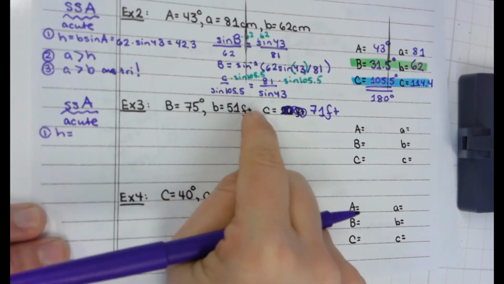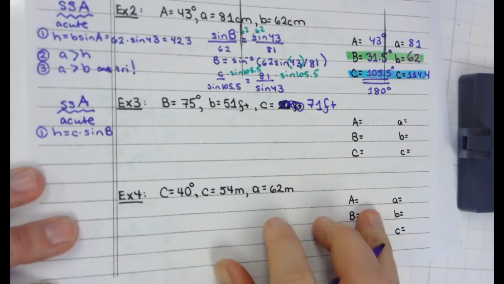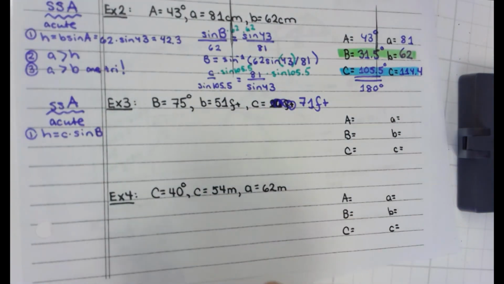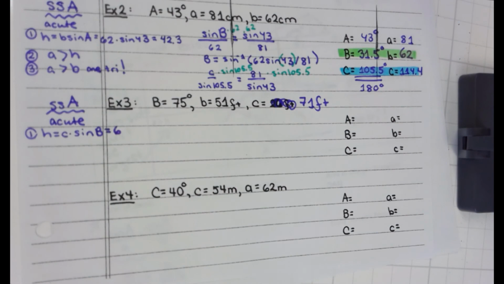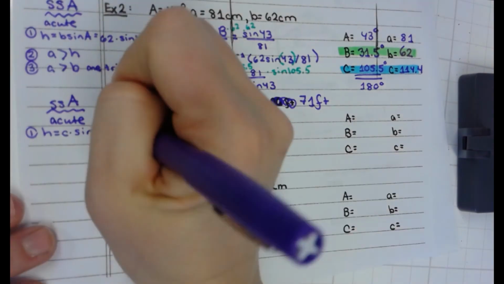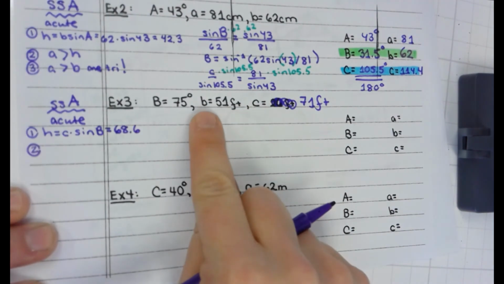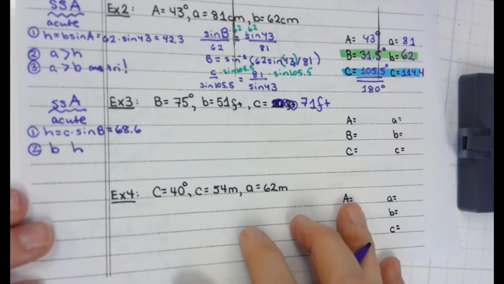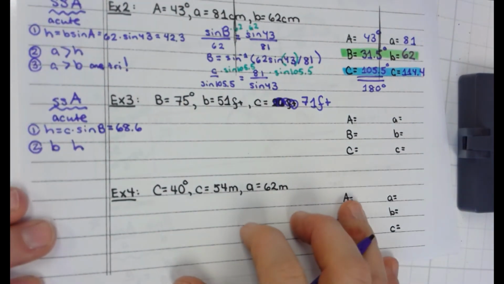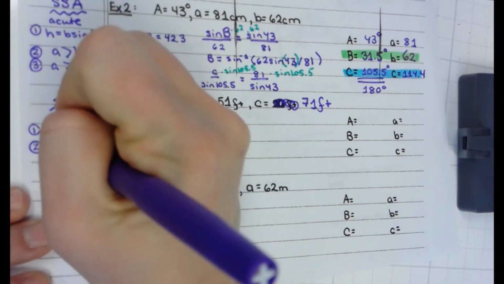So whatever the other letter is, which is now C, times sine of B. So 71 times sine of 75. I'm seeing something in the 60s. Okay, good. Now we are going to compare. How does side B compare to the height? How does 51 compare to 68? Less than. Okay, go to your chart.